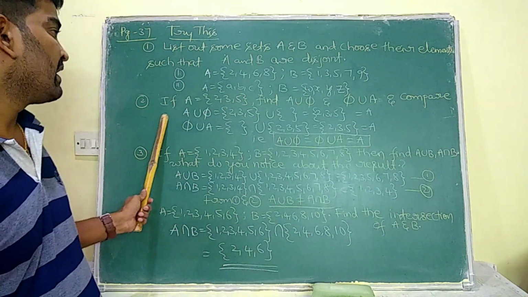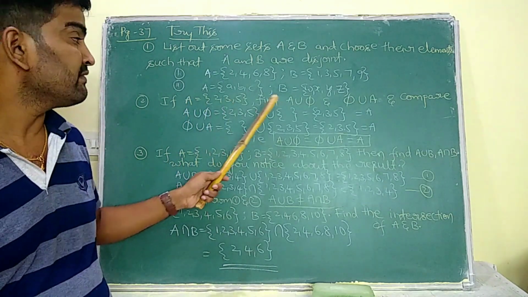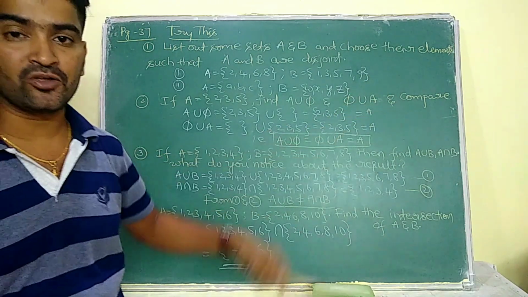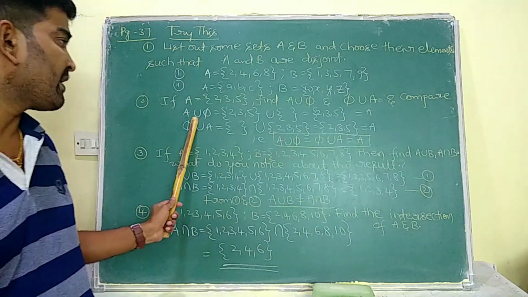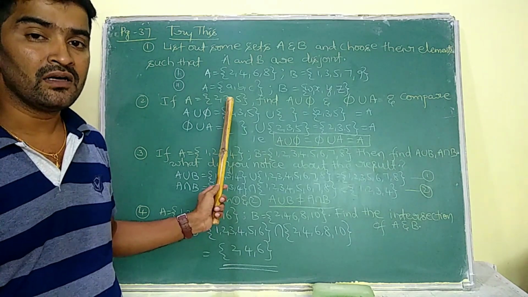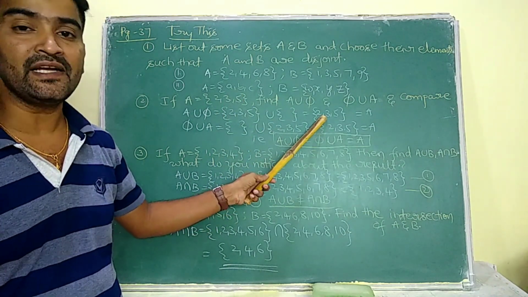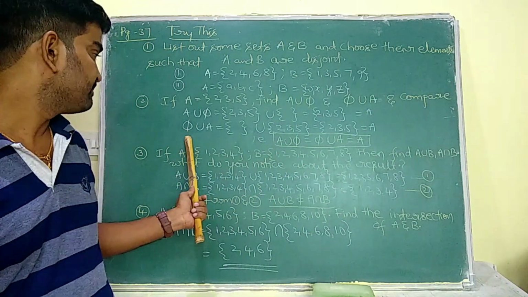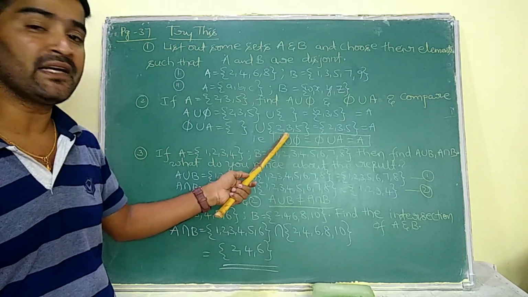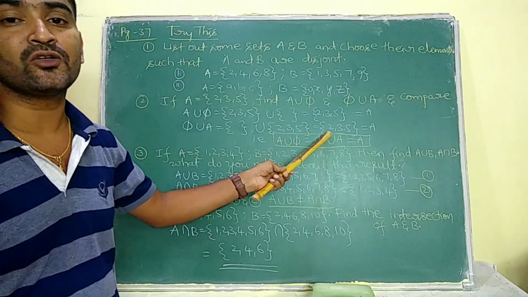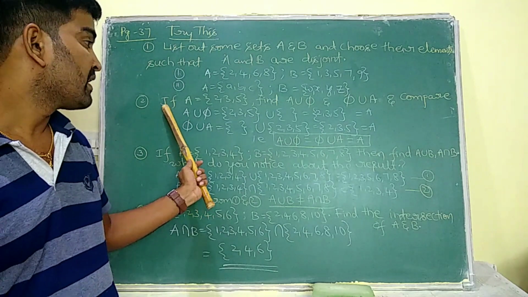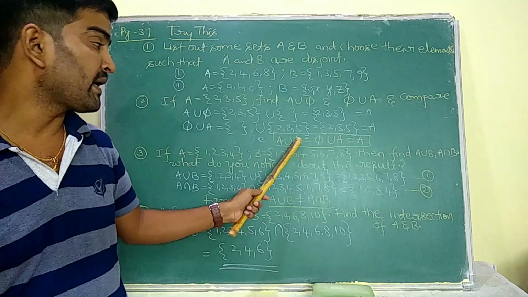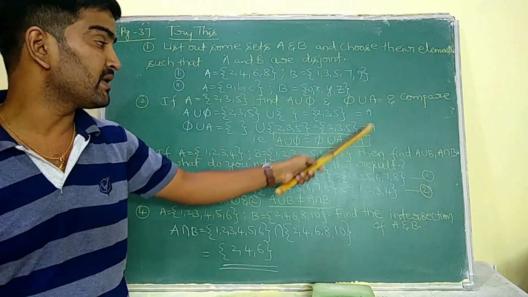Coming to question number 2. He gave A as the set {2, 3, 5} and is asking us to find A union phi and phi union A, and then compare those two results. For that, see, A union phi: we have to write all the elements together. That is 2, 3, 5, which is nothing but A. We have to write all the elements of phi and A together in a new set. Here also we are going to get 2, 3, 5. So A union phi and phi union A are the same sets. So A union phi is equal to phi union A, which is nothing but A.